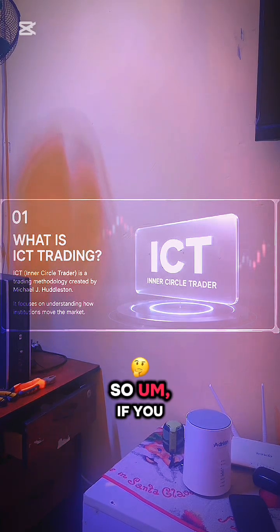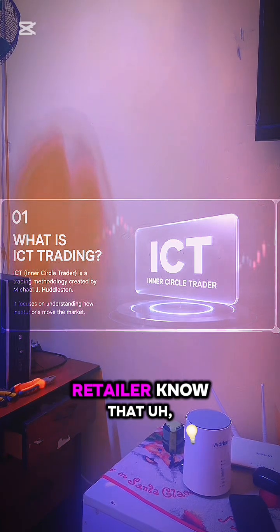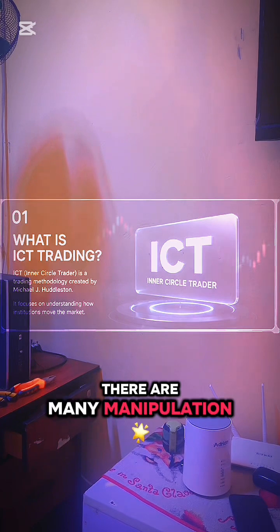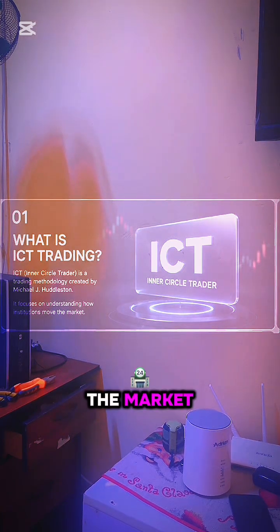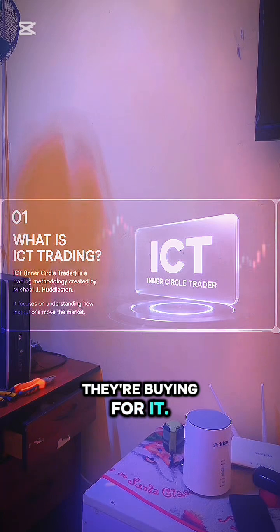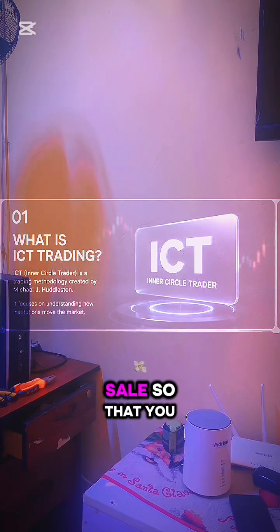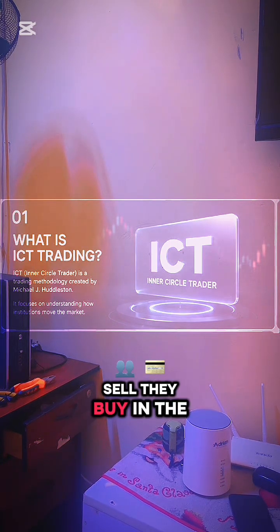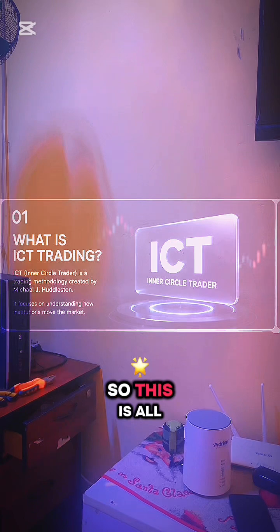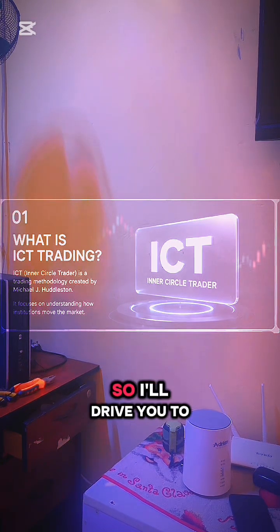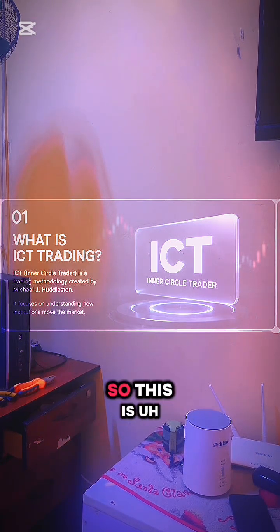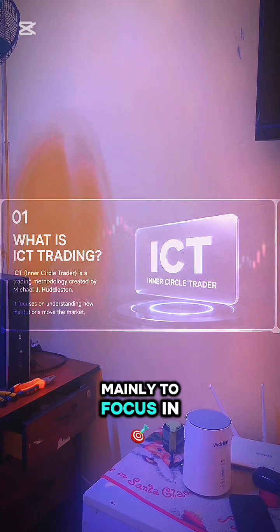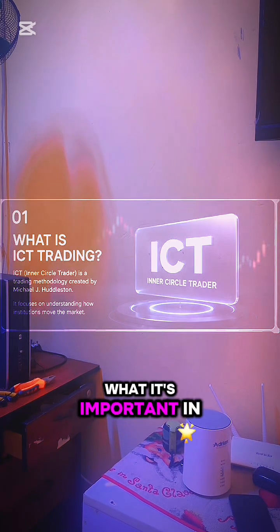If you are trading as a retailer, know that there are many manipulations that will happen in the market for them to make more money. So for you to see the setup of a sale so that you sell, they buy on the other side. So this is all about ICT. I'll drive you through these courses. This is normally to focus on what's important in forex.